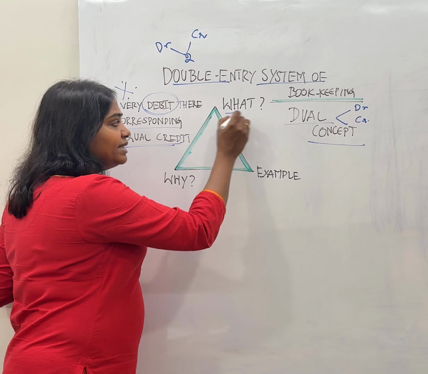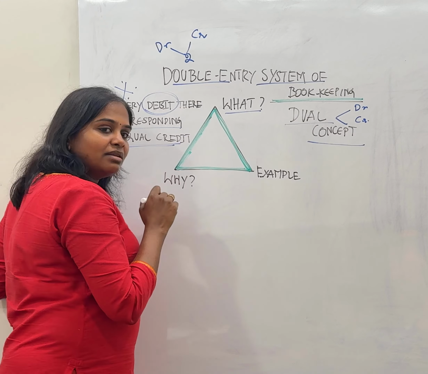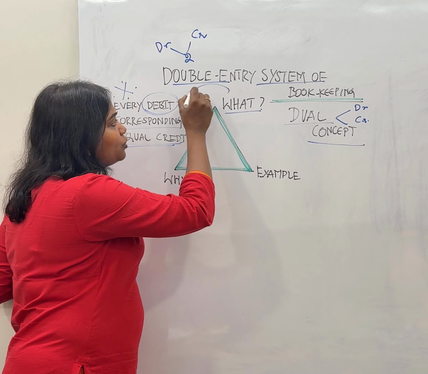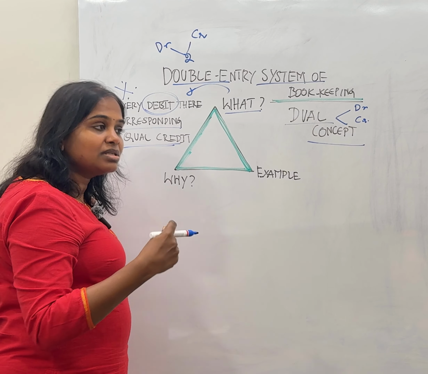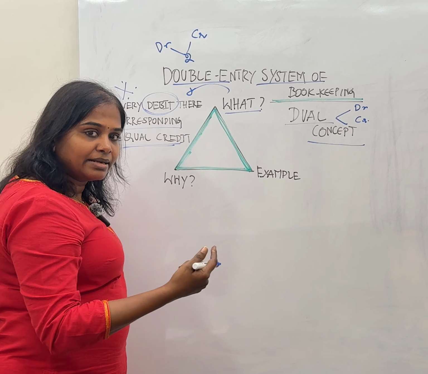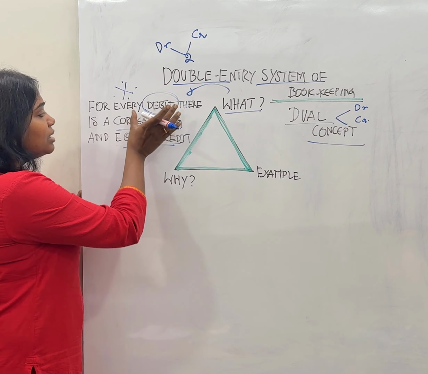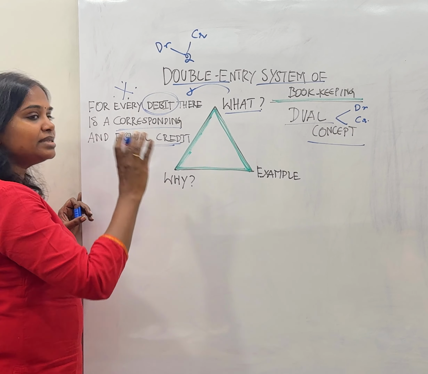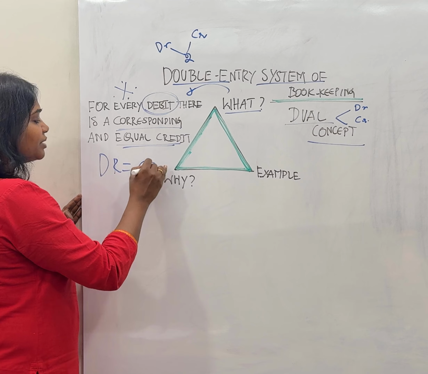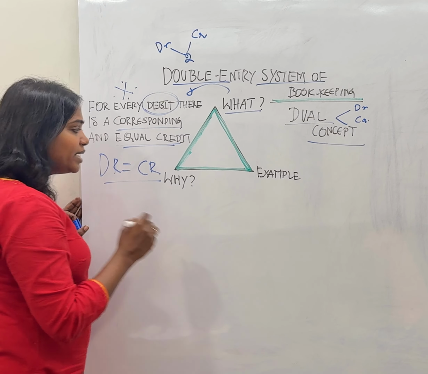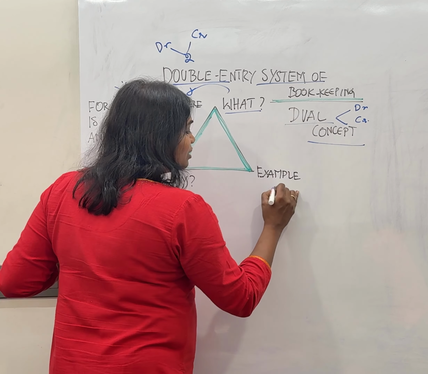Okay. I am going to approach this with a triangular method of teaching. I have explained now what the double entry system of bookkeeping is, that you record transactions by debit and credit, and there is a corresponding equalness between both. What does that mean? Debit is equal to credit. This is the logic. Okay, I'll give you a small example.